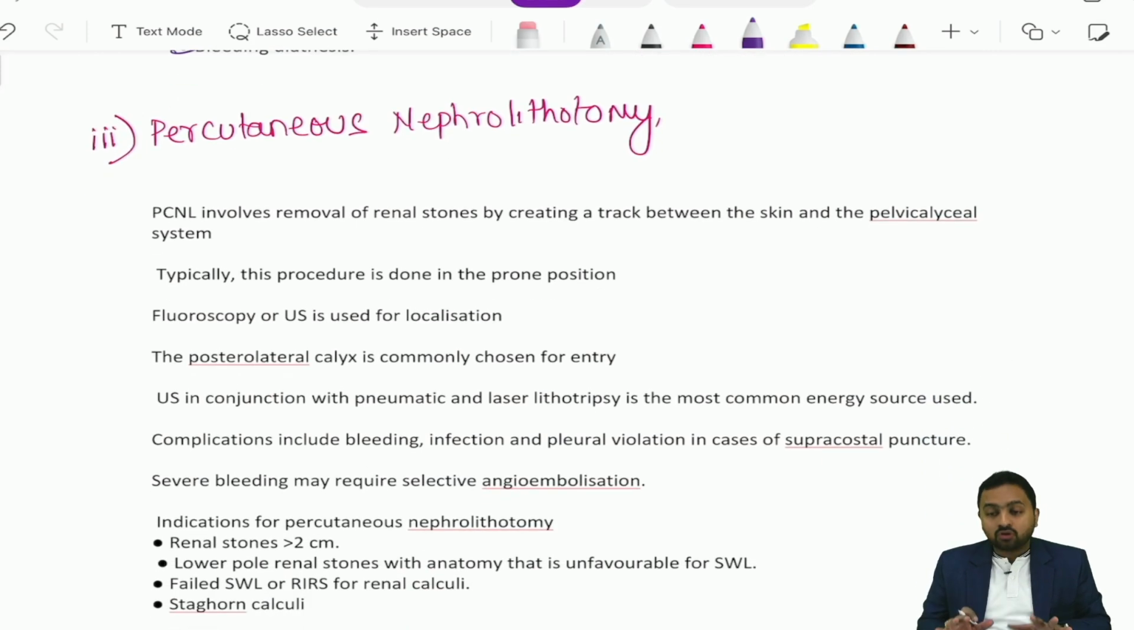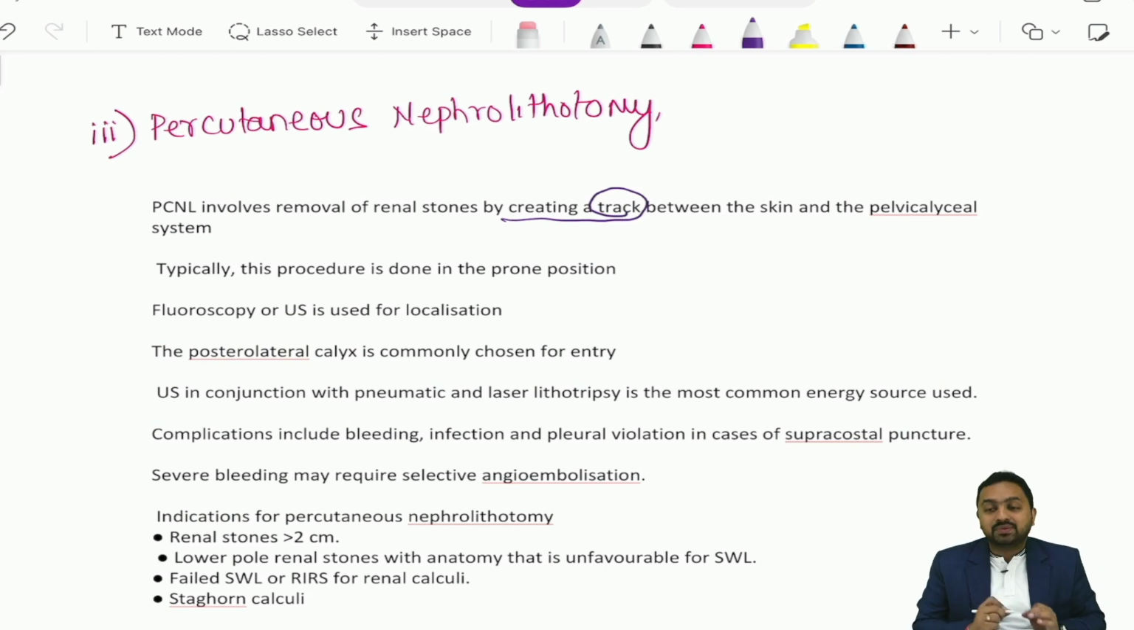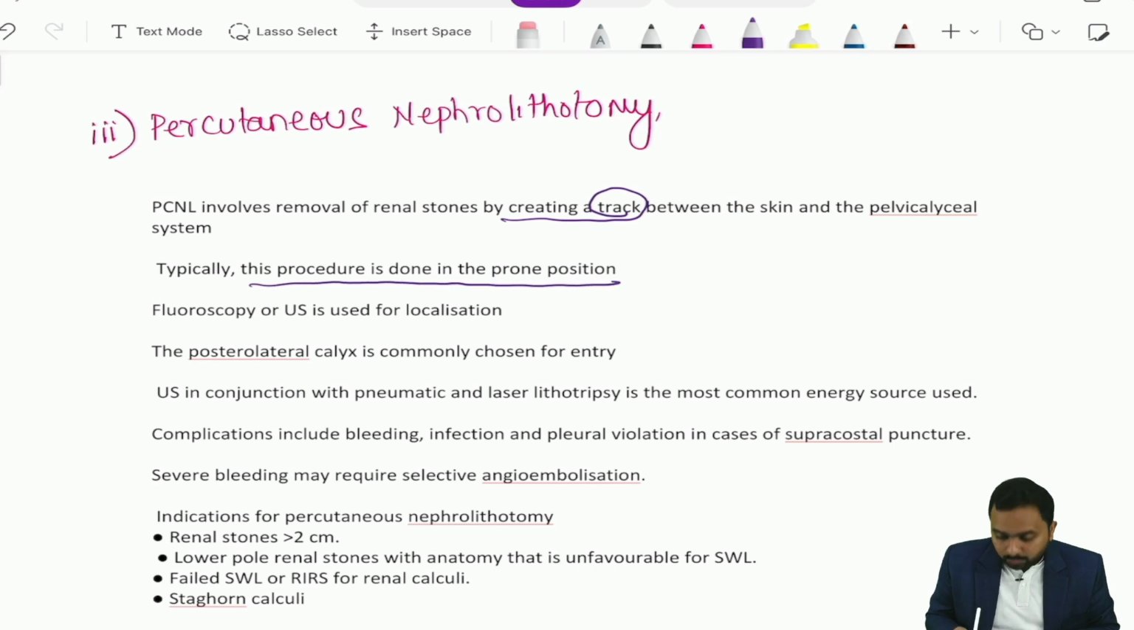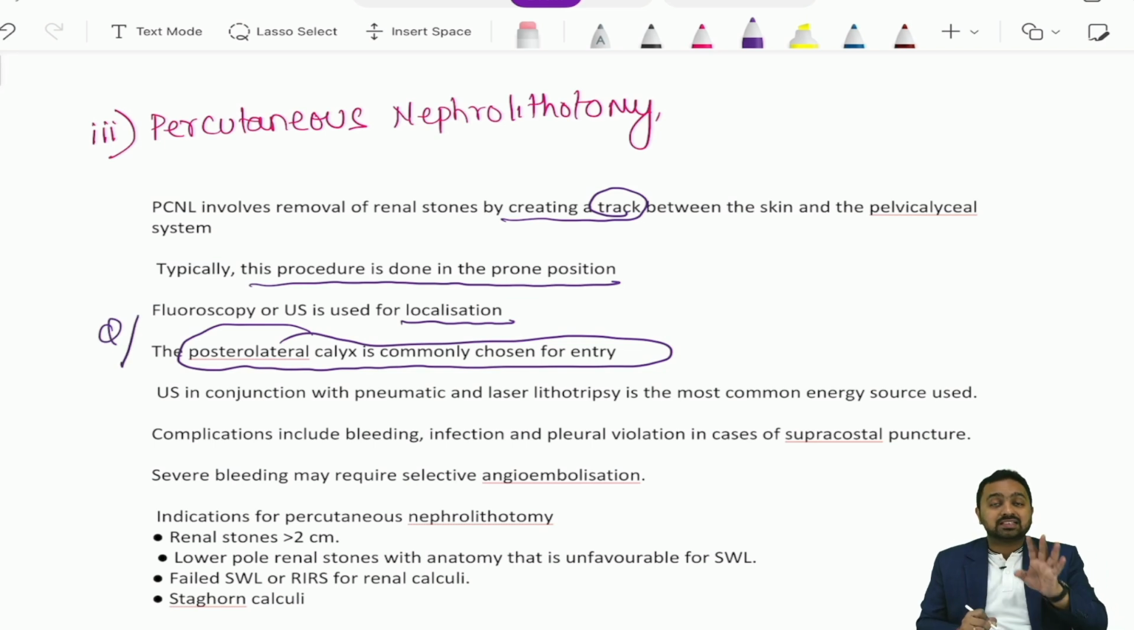Then you have your percutaneous nephrolithotomy. This involves the removal of stone by creating a tract between the skin and your pelvicalyceal system. This is done in the prone position. Fluoroscopy or ultrasound can be used for its localization. Now, which is the most common site for entry? The posterolateral calyx is used as the most common site for entry.